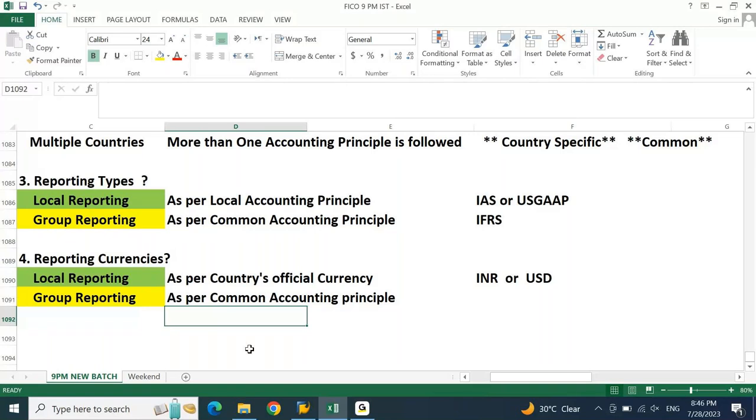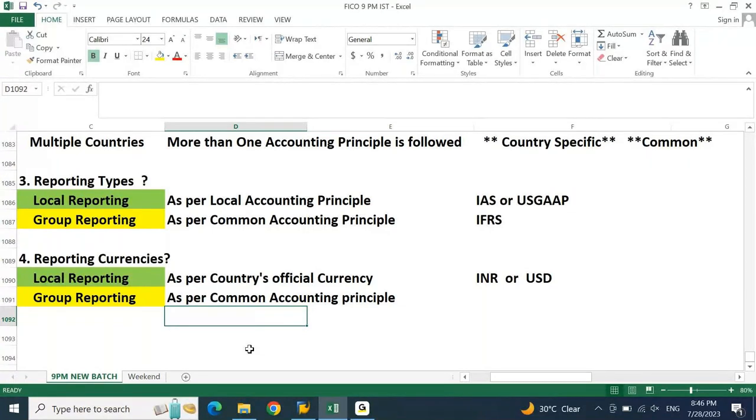If my company codes are operated in two different countries, in India I am getting INR numbers, in US I am getting dollar numbers. I cannot total INR numbers and dollar numbers because INR and US dollar are not the same currencies. If you have different currencies, you cannot total them. For me to total, I need to have the same currency.